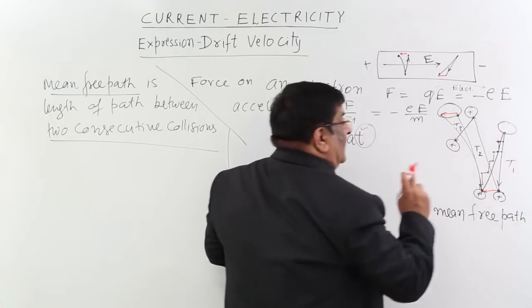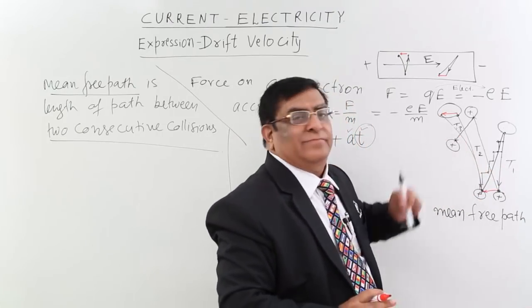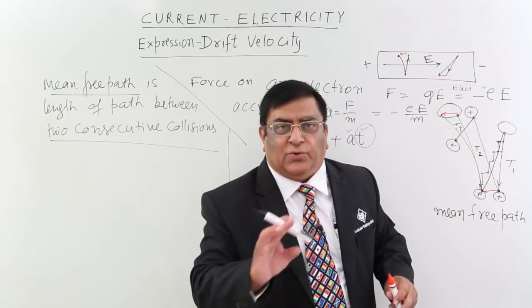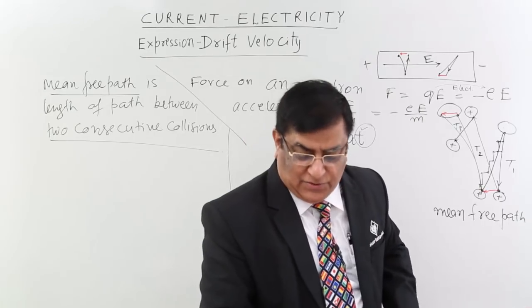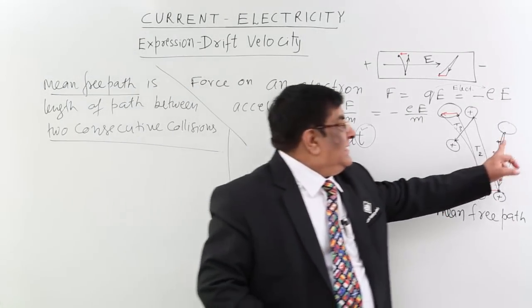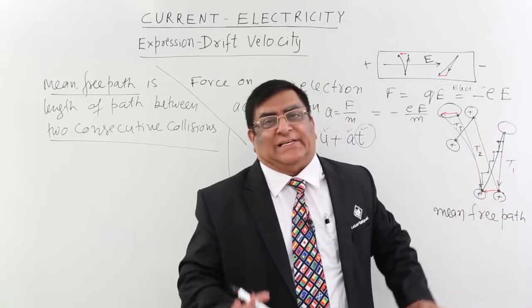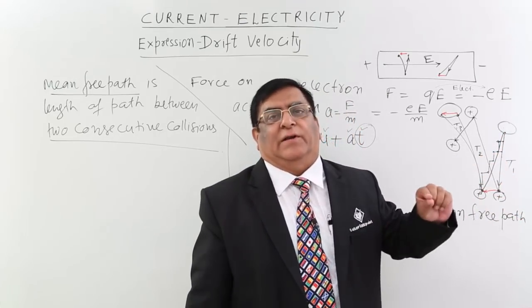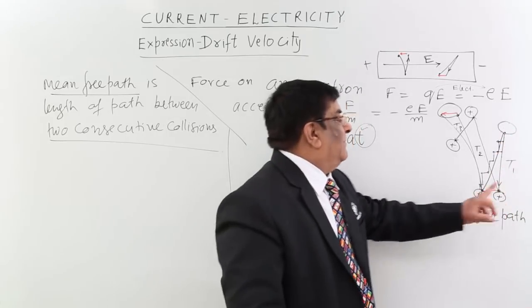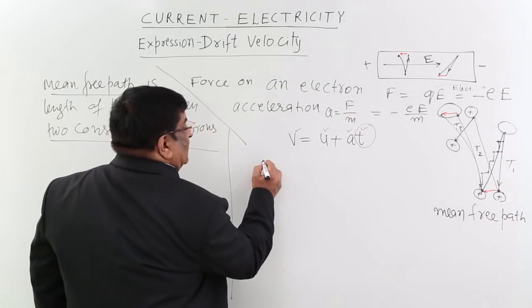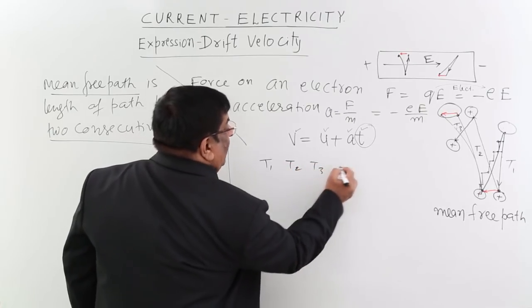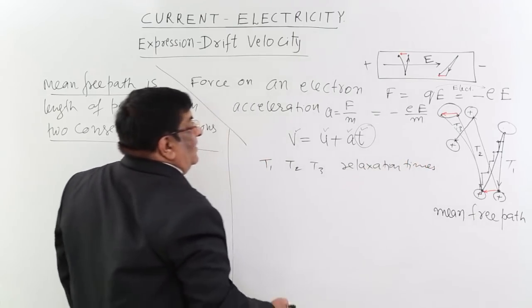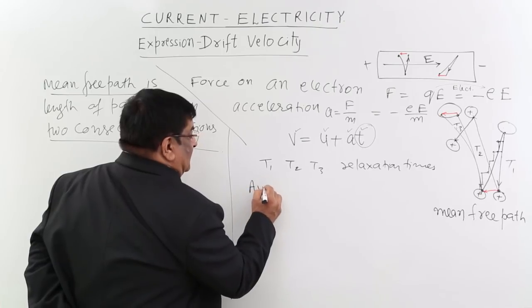So between every two collisions, a certain time elapses, during which there is no collision, and it is moving in the free path. In this time it is not colliding. What is it doing? It is relaxing. Because it is moving but not colliding, we call this time the relaxation time. So t1, t2, t3, all these are relaxation times.